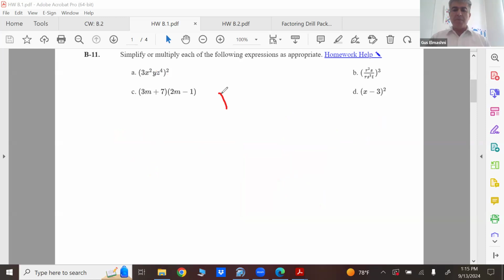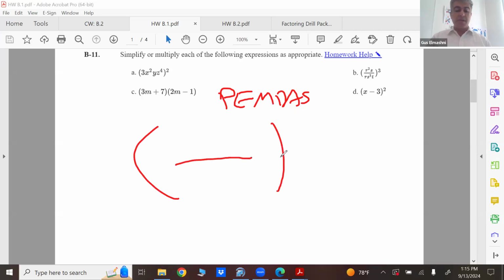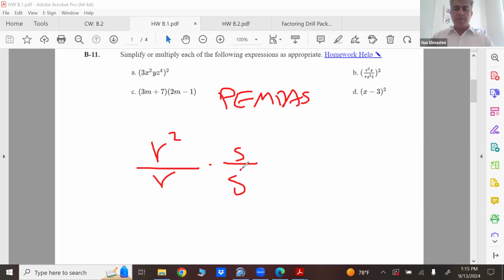Okay, now PEMDAS is a big guiding principle, right? We definitely want to follow PEMDAS. So (r squared s over r s cubed t) raised to the third power. I would clean up the parentheses first. Everything inside the parentheses, clean it up. In fact, I would break it up like this. Notice I'm compartmentalizing all the letters. I have a fraction for the r's, a fraction for the s's, a fraction for the t's.